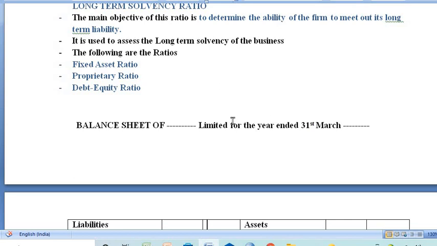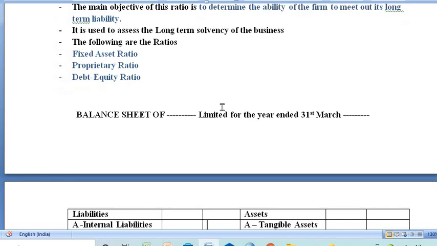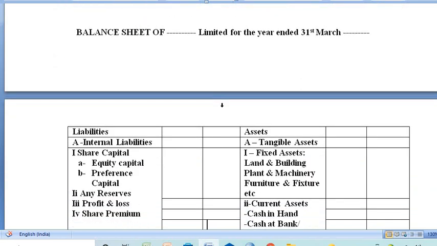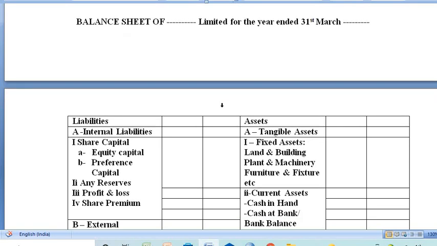In order to solve the ratio, I prepared a balance sheet format. Based on this format only, we are going to compute these ratios, substituting the values in the formula and finding out the ratio. When you say balance sheet, it is a statement which consists of liability and asset. Based on that, I've prepared this.